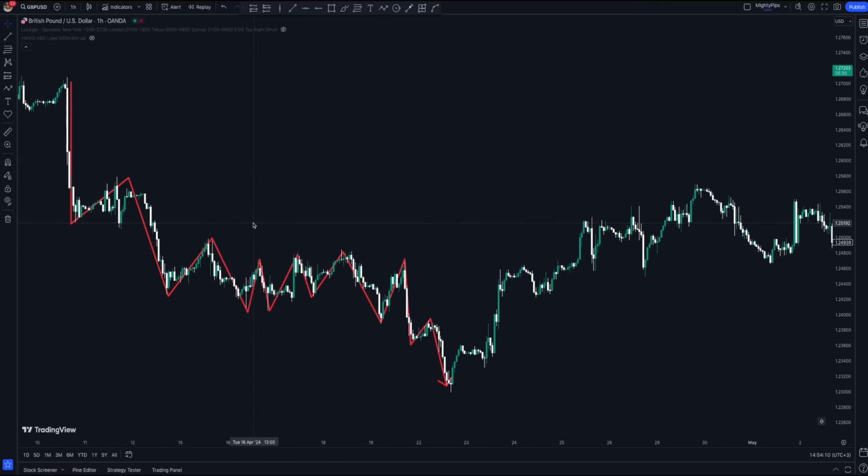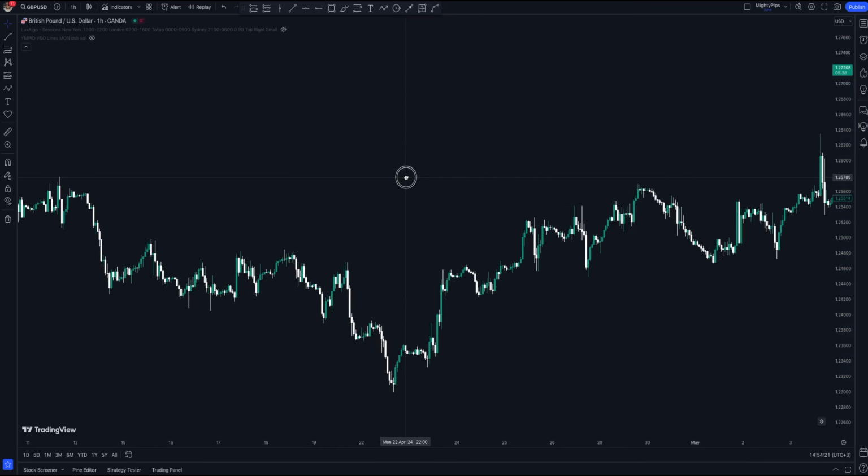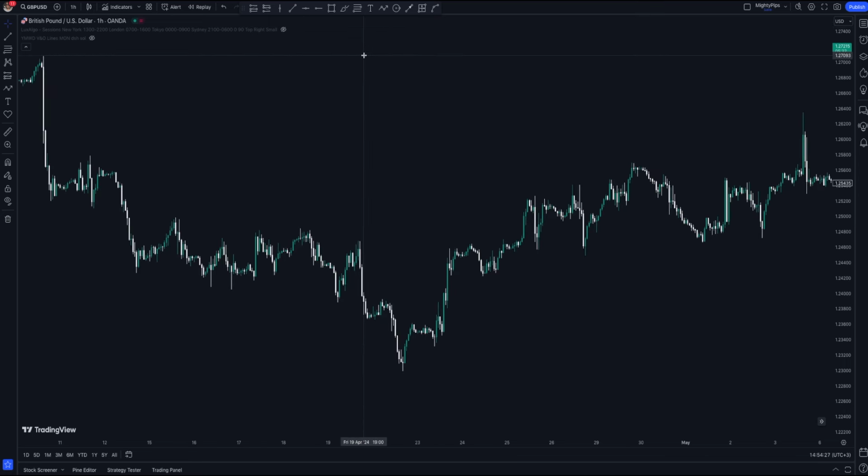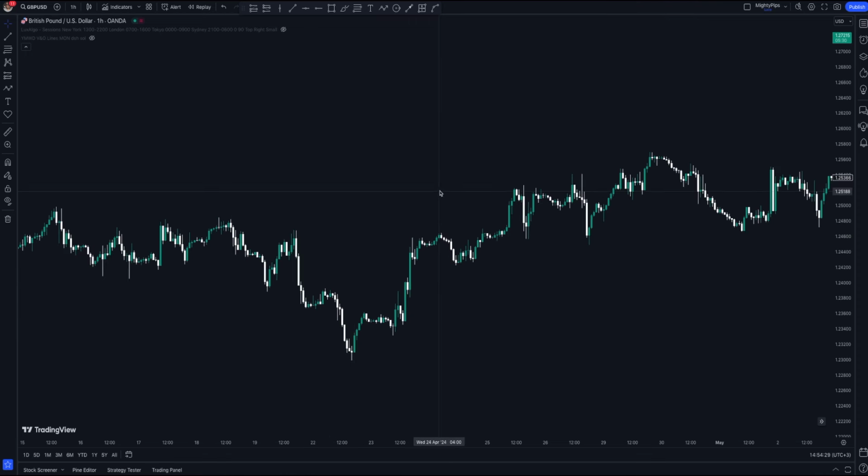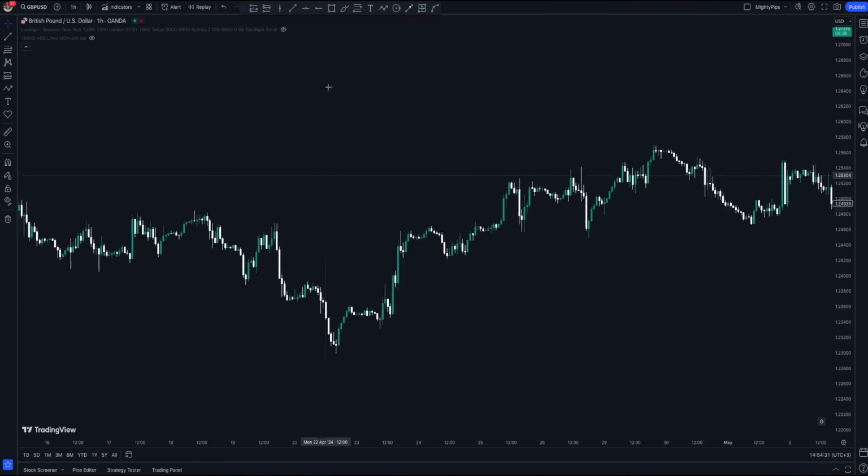Now, after you've identified this, what you're going to do is take trades. All the trades that you're going to take are going to be in the opposite direction to this trend, okay? So you're going to wait for the most recent lower high to be broken, which is this one here. Wait for the market to break a low or a high.